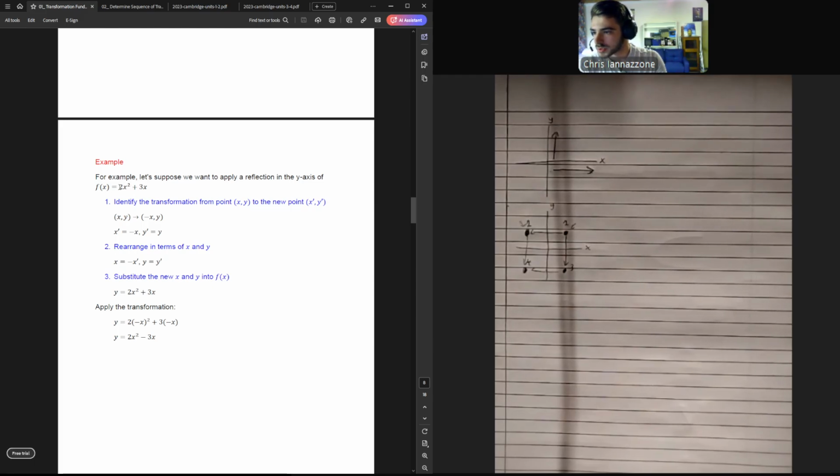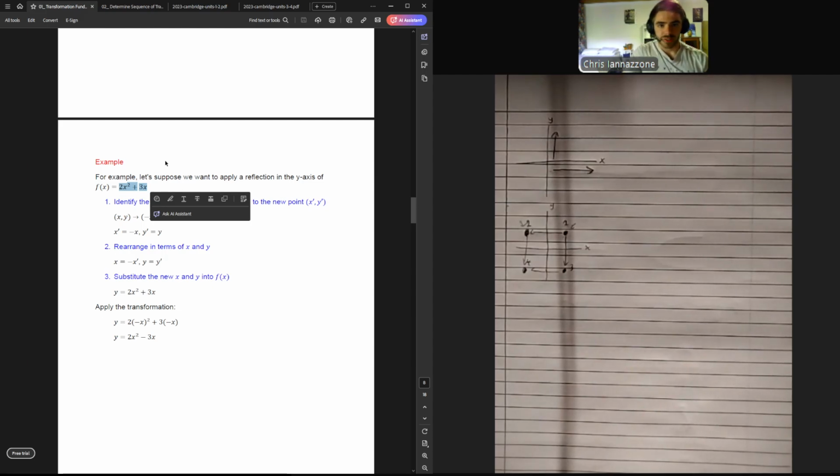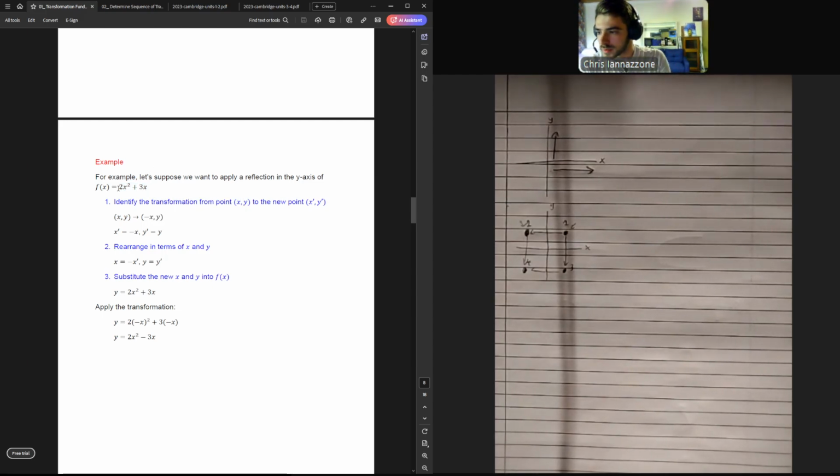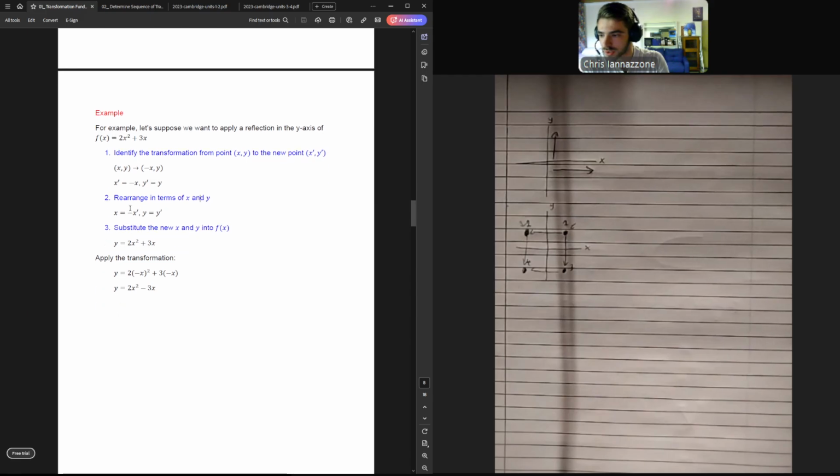So that works exceptionally well when you have a function that isn't in a transformed state, or at least not in a state where you can easily identify what each of the factors are. So in this case, the shortcut would be to simply replace every x with negative x. But if we follow the 3-step process, then it would look something similar to this, where x prime is now negative x. Rearrange, every x you now have is being replaced by negative x.